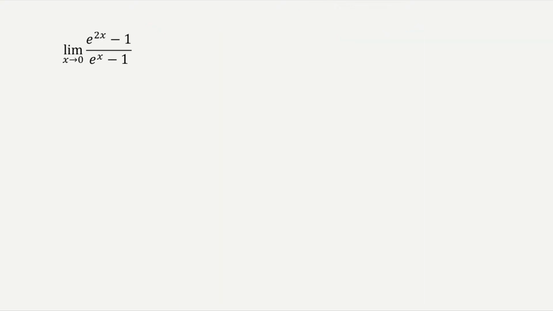Okay, well, how about this one now? Now I have e to the 2x minus 1 divided by e to the x minus 1. When I plug in 0, try direct substitution, well, in the bottom I have e to the 0 minus 1, which is 1 minus 1, which is 0. A problem, cannot divide by 0. So we gotta try something.